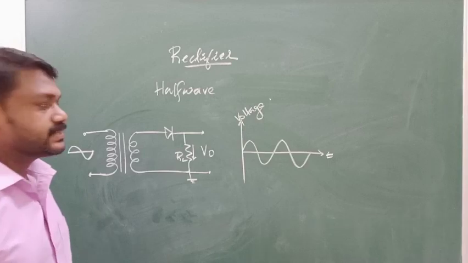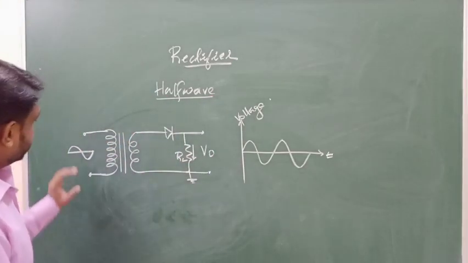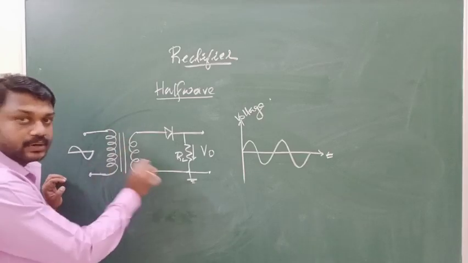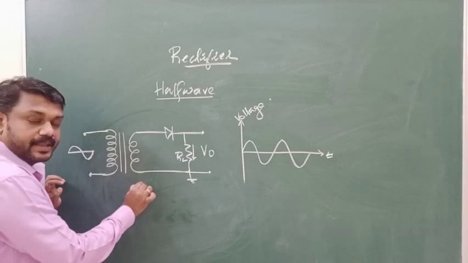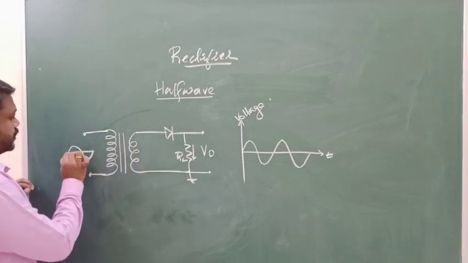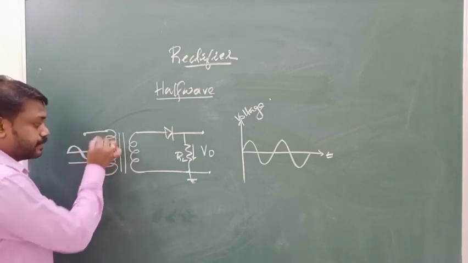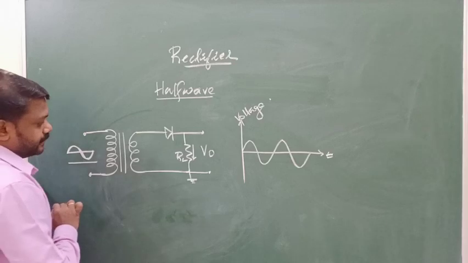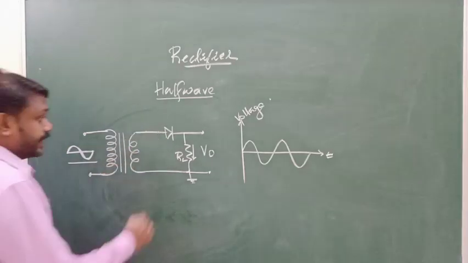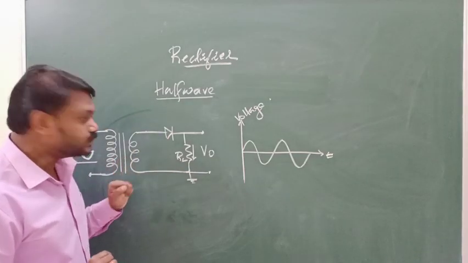This diagram shows a practical half wave rectifier circuit. Here you have a transformer. What kind of transformer? It is a step down transformer, since the number of turns in the secondary is less than the number of turns in the primary. The input of the AC source is given to the primary of this transformer, and it is available in step down form in the secondary of this transformer.